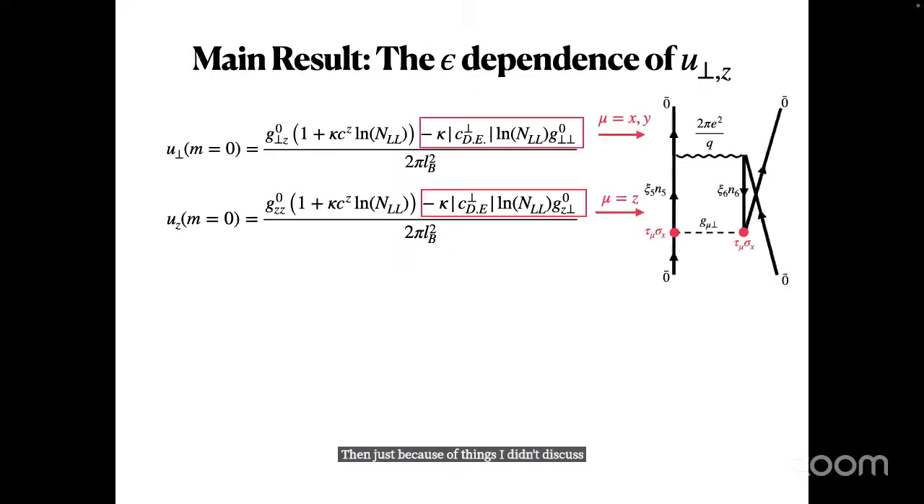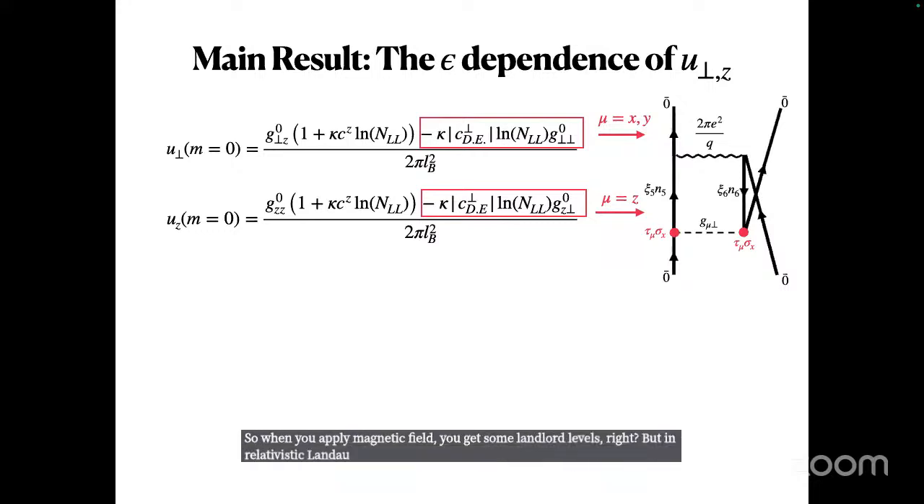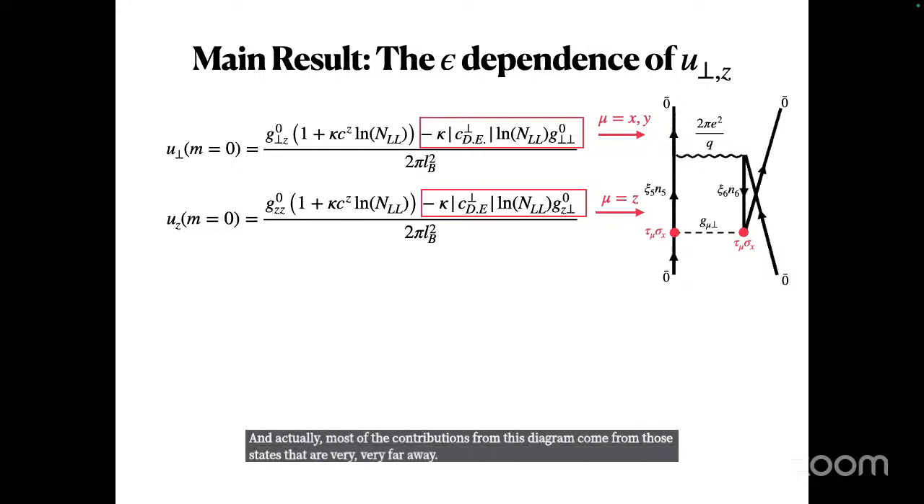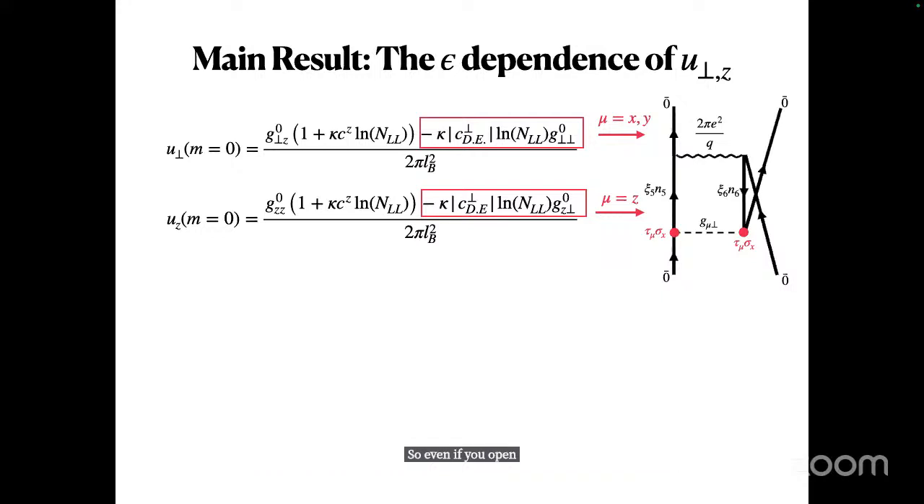It turns out most of the contribution from this diagram does not come from Landau levels that are close to the Fermi level, close to neutrality. When you apply a magnetic field, you get some Landau levels, but in relativistic Landau levels, they become more dense as you go out. The density of states keeps increasing. Most of the contributions come from states that are very far away. So even if you open a tiny gap here, it wouldn't affect those contributions.